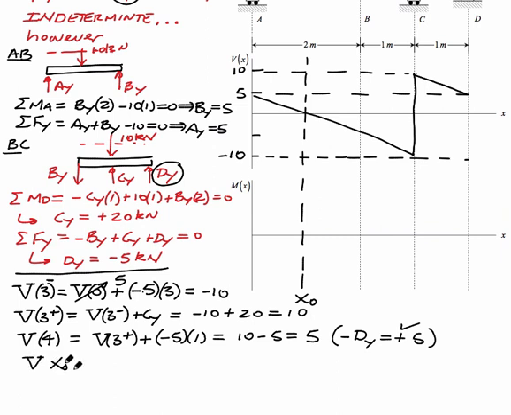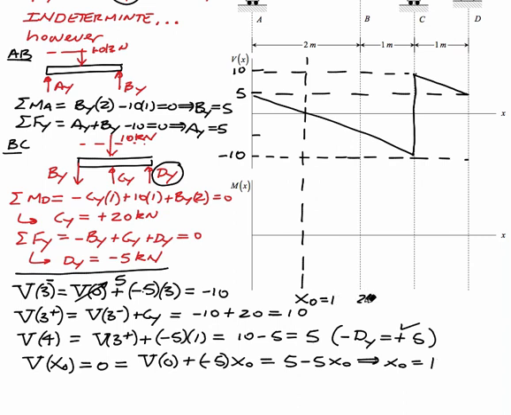So V of x naught, by looking at the figure there, is equal to 0. So that's equal to V on the left hand side plus minus 5 times x naught. So that's equal to 5 minus 5x naught. So therefore we see that x naught is equal to 1. So it happens there at 1. This is 2 and 3 and 4.